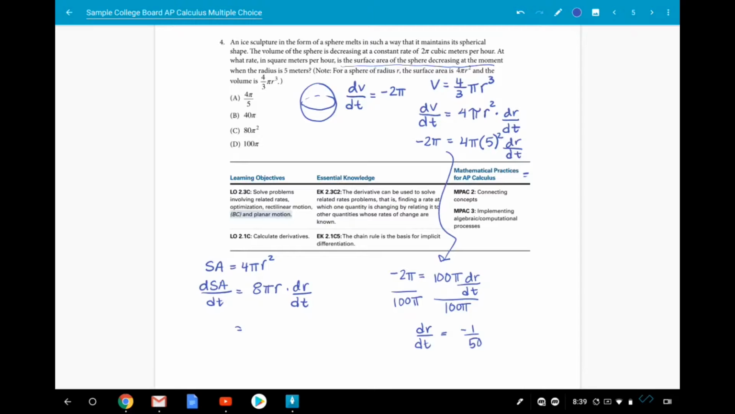Luckily, we have enough information to solve it because we know the radius is 5 meters and we also know dr over dt now. So we're going to get 8 pi times 5 times -1 over 50. All right, so I'm going to cross cancel. That's a 10. So I'm going to get -8 pi over 10, which is -4 pi over 5. And the question is asking, is the surface area decreasing? So we don't have to put the negative there. The decreasing already takes care of that. So the answer is just 4 pi over 5.